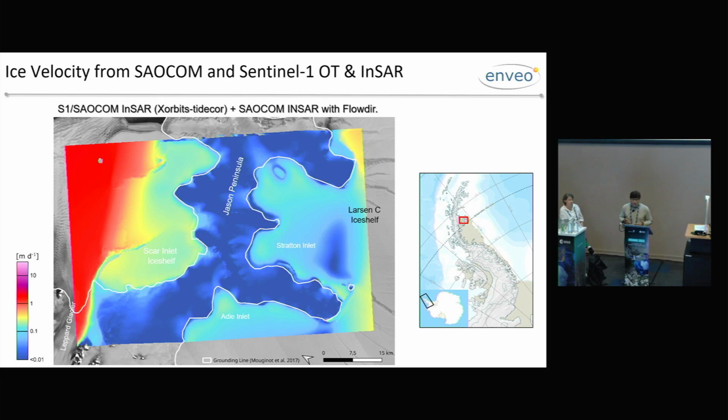When we are showing here the combination of crossing orbits and tide corrected Sentinel-1 and SAOCOM, together with the SAOCOM InSAR only, including the flow direction solution, then we are getting more or less a complete picture. And then, of course, we have a very nice solution for that.